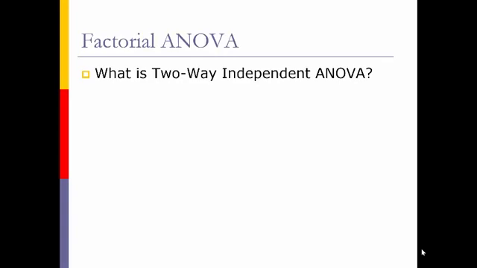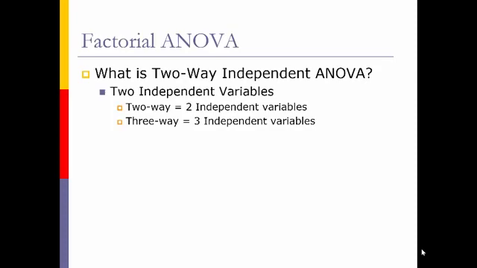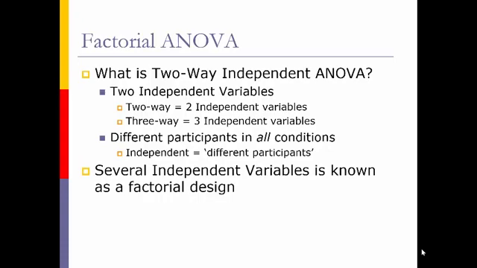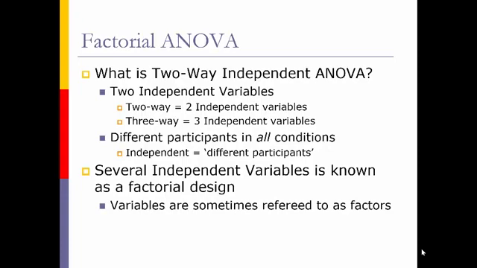So what is a two-way independent ANOVA? Well, that means we have two independent variables. If it was called three-way, we would have three independent variables. We also have different participants in every condition, so that's why it's independent, right? Dependent would mean same participants, so two-way independent, we have two variables that are using different participants or different conditions. So anytime that we use several independent variables, it's just called a factorial design, because for some reason we call our variables factors.